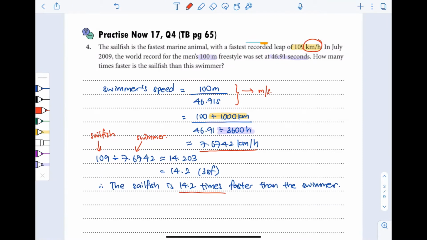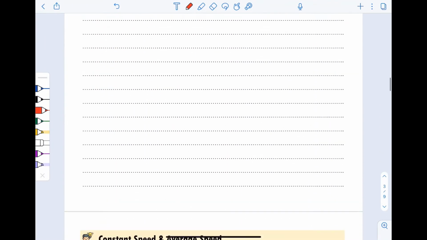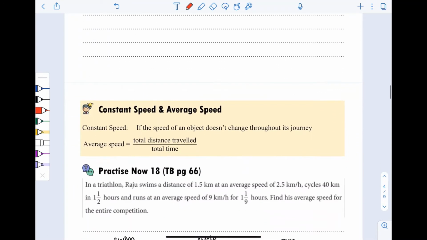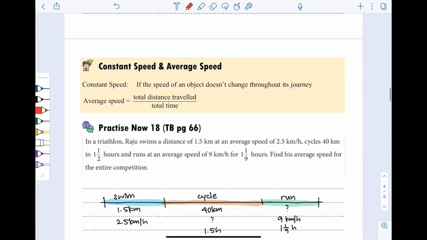Now that we have looked at some questions covering speed, we will move on to the next concept, which is constant speed and average speed. Constant speed is if the speed of an object doesn't change throughout its journey. And that is almost impossible in most cases. So usually we will take a look at average speed. And for average speed, we do have a formula, which is to take the total distance divided by total time.